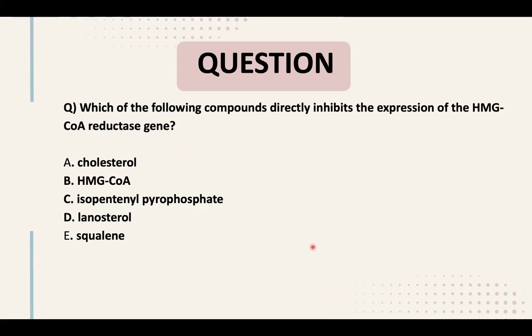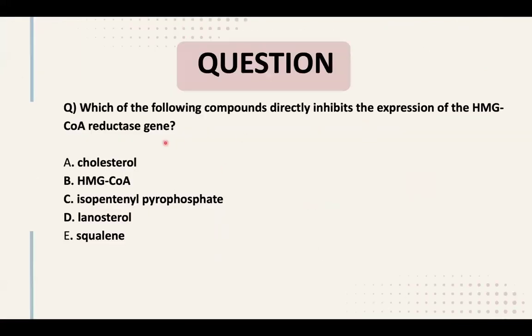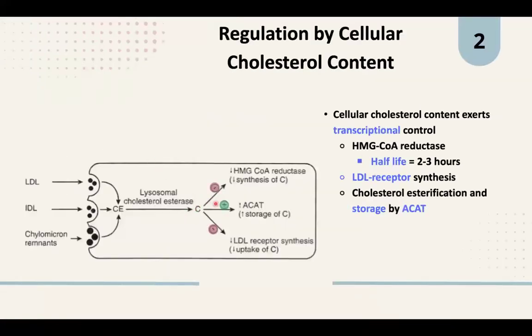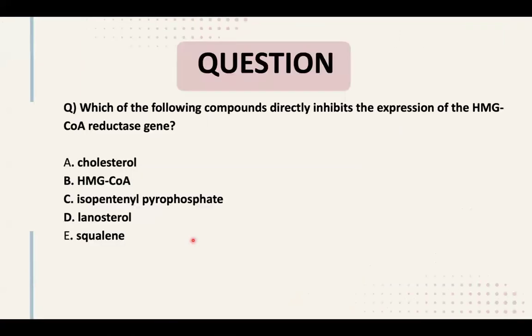Okay, so the answer is actually A. Now, this is referring to this part. Which of these inhibits the expression of HMG-CoA reductase gene? And we know that when we have a lot of cholesterol in the cell, it inhibits the HMG-CoA reductase. And remember this part, that the gene expression of the mRNA that will give you HMG-CoA reductase is controlled by cholesterol levels. Okay, great. Okay, next question.